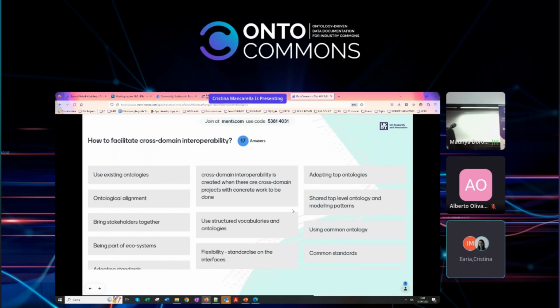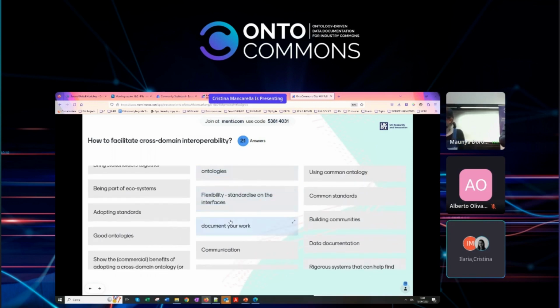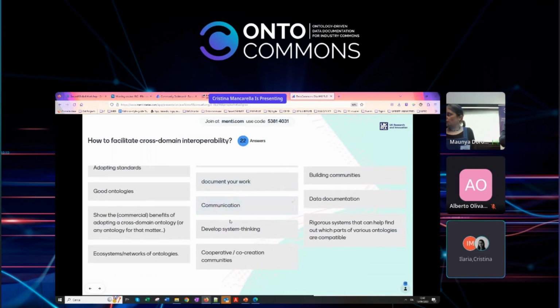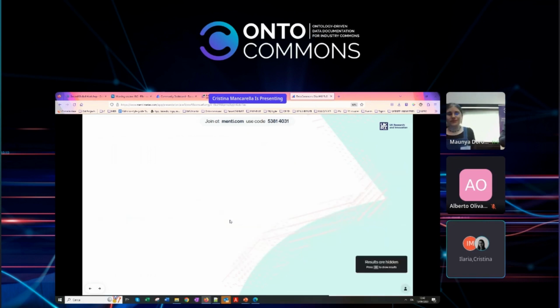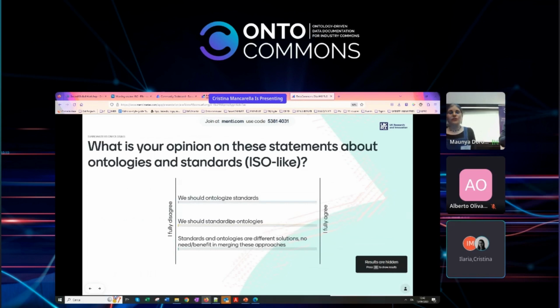So alignment, bringing people together. It's the non-technical part, using standards and top level ontologies as a solution. We heard documentation, and communication. A lot of input, thanks a lot. So ontologies and standards, we already heard about this multiple times.